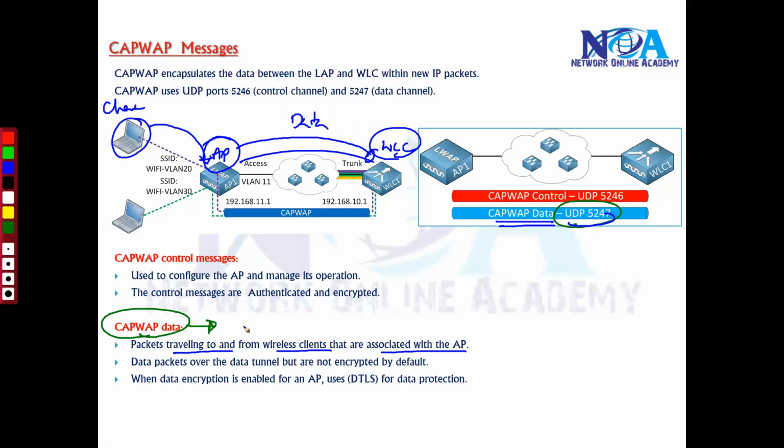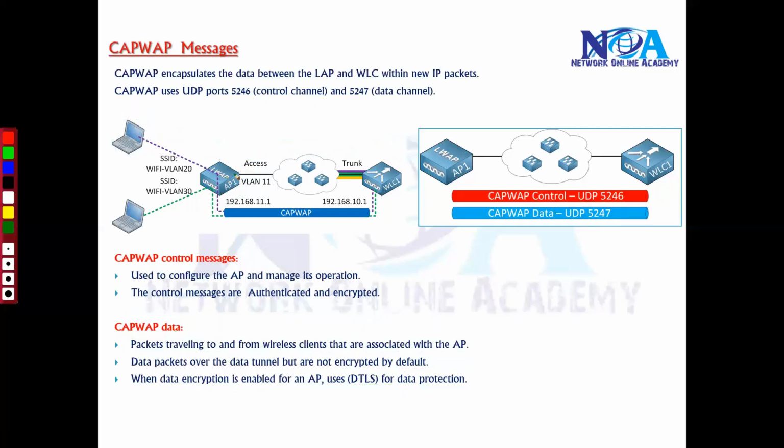Now by default, this data is not encrypted unless you apply some kind of encryption mechanism. So your data is not encrypted by default. But if you want, you can enable data encryption on the access point using the DTLS data protection mechanism.